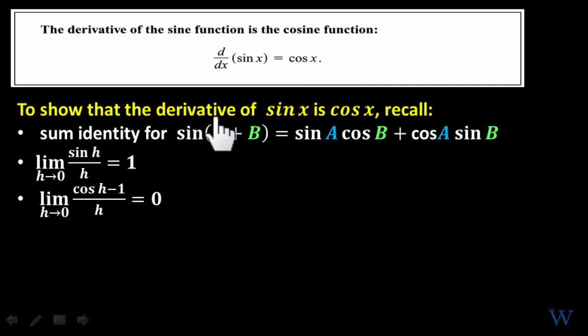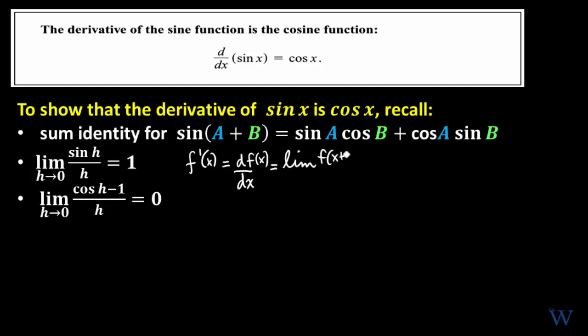Well, let's look at the definition of what's a derivative. Remember that the derivative of f of x is equal to f prime of x, or sometimes we refer to it as the derivative of f of x with respect to x, and we say it's the limit of f of x plus h minus f of x, and the whole thing will be divided by h.